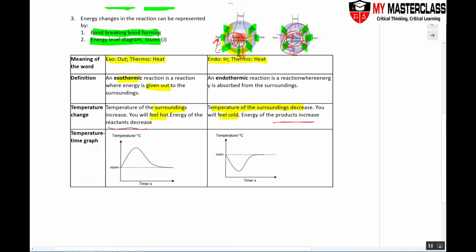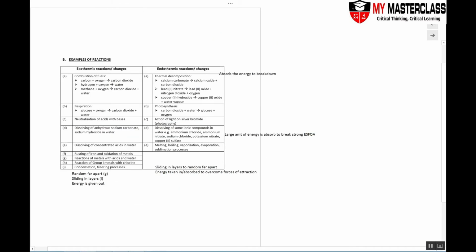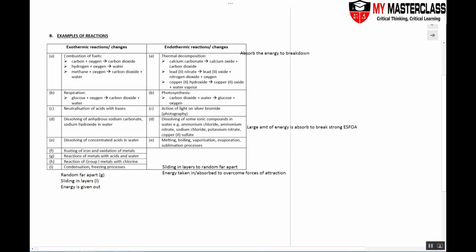This temperature graph is the temperature of the surroundings. For exothermic, you can see that the temperature will increase, and after some time it will come back to room temperature. For endothermic, because energy is absorbed in, the temperature of the surroundings will decrease because this energy goes into the reactants, and then it will go back to normal room temperature after a while.